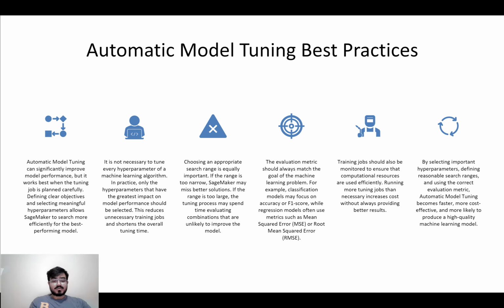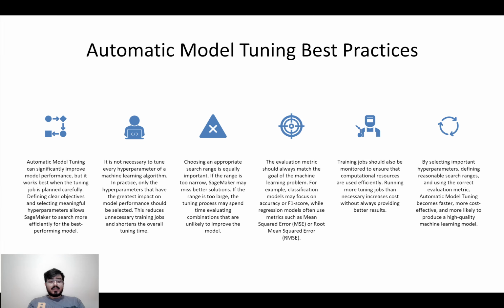Choosing the right search range is also very important. If the range is too small, SageMaker may miss better solutions. On the other hand, if the range is too large, it may spend time testing combinations that are unlikely to improve the model. The evaluation metric should also match the machine learning problem. For example, a classification model may use accuracy or F1 score, while a regression model may use mean squared error or root mean squared error.